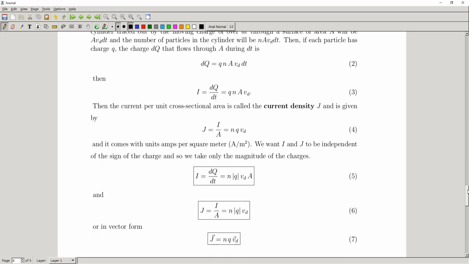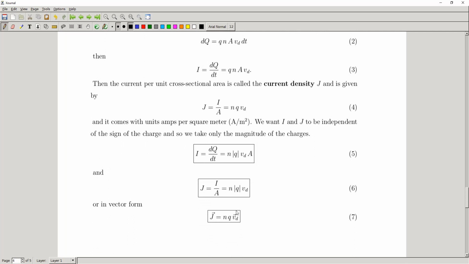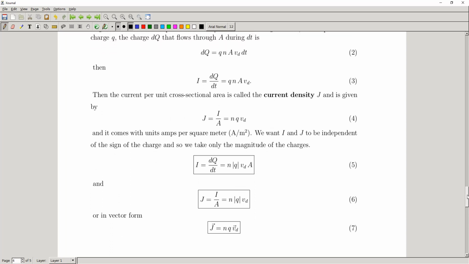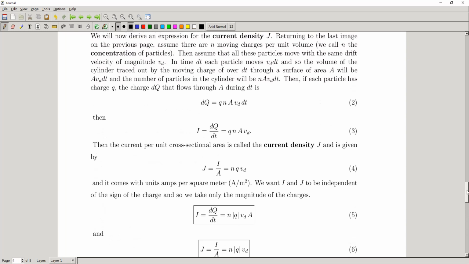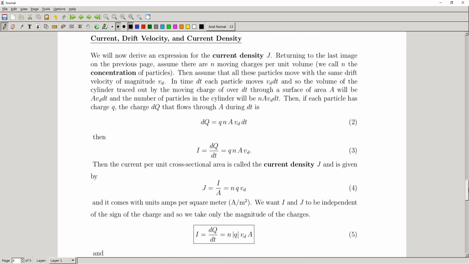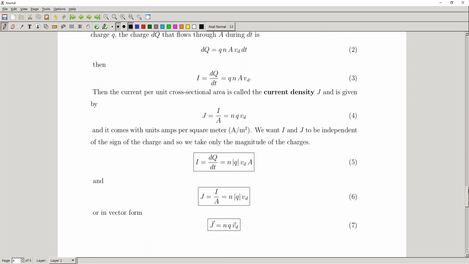Okay, and now we write it down in vector form here. If we're interested in the vector form of our current density, we just take the vector expression for our drift velocity. And so those are the three main takeaway equations from this section. Equation number 1 here is really just restated in equation 5 here. So these are the three equations you want to be using, and they'll probably be added to the formula sheet shortly.